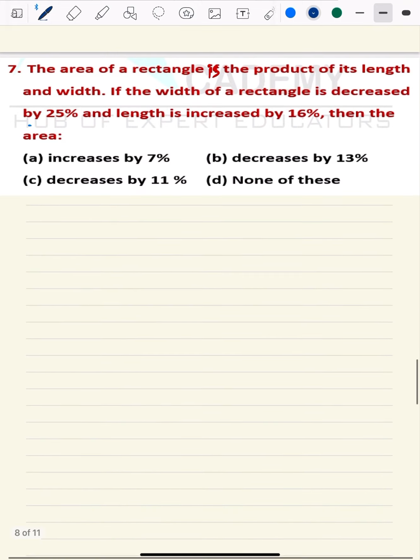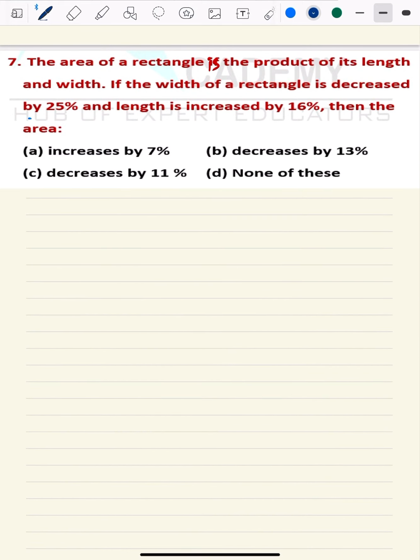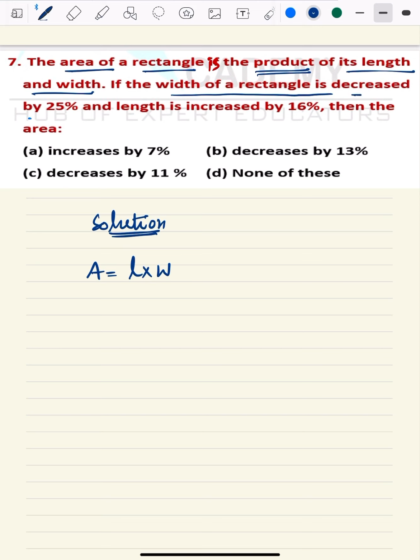Now question number 7. The area of a rectangle is the product of its length and width. So the solution: area is equal to length into width. If the width of a rectangle is decreased by 25%, you have to suppose that in the starting the area is 100%, and the length is also 100%, width is also 100%. That's why the area is 100%.